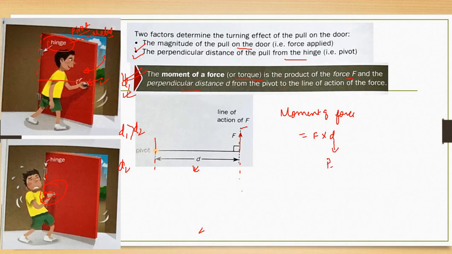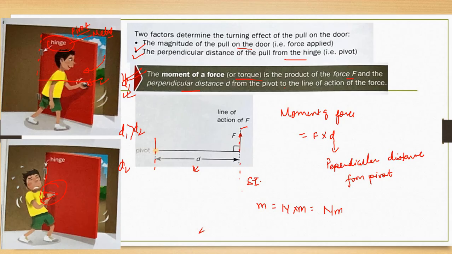It is the perpendicular distance from the pivot point. And if I want to know the SI unit, you will definitely forget, so how to remember that? If I am writing moment is M, force will be in Newton multiplied by meter. So the SI unit will be just Newton meter.